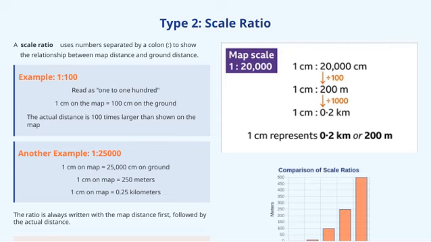Here's another example, 1:25,000. That means 1 centimeter on the map equals 25,000 centimeters in real life. We can also express that as 250 meters or 0.25 kilometers. It's important to note that the ratio is always written with the map distance first, followed by the actual ground distance. Now an interactive question for you. What does the ratio 1:50,000 mean? Think about it. This means 1 centimeter on the map equals 50,000 centimeters on the ground.